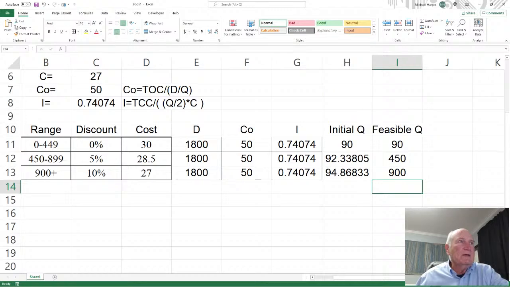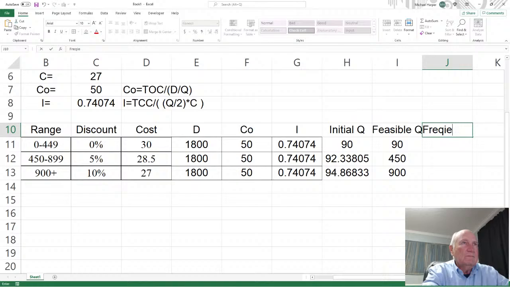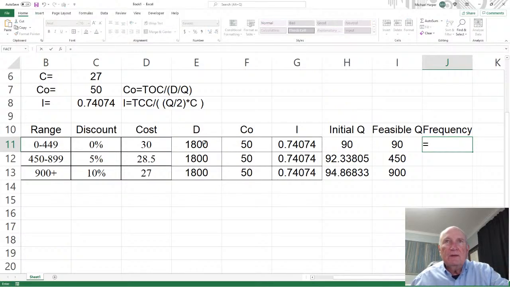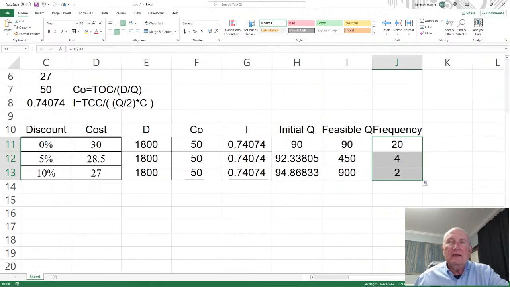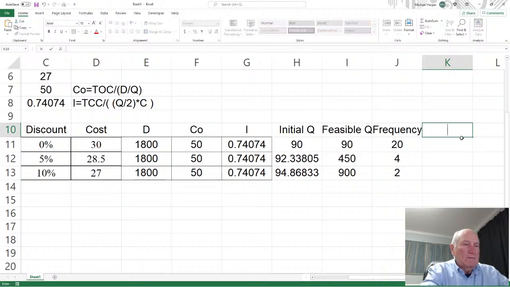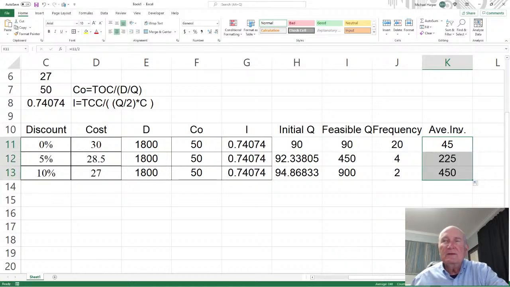Very good. Next, we're going to be calculating our costs. The first thing, let's come over here and calculate our frequency. That's just D over Q, equals D divided by the feasible Q. Let's bring that down. We got our frequency. Then we're also going to need our average inventory, and that's simply feasible Q over 2. Bring that down. So we're going to need that information.